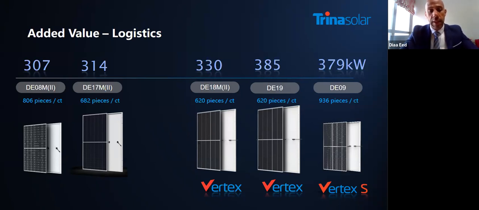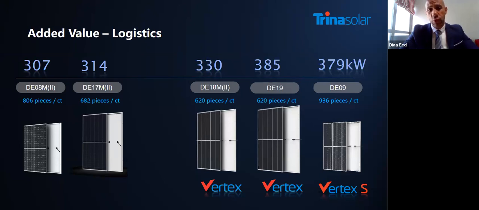On the left side, you can see our legacy module, the DE08M, up to 390 watt per module, and the DE17M, which is up to 460 watt per module. You will find that the first module has 806 pieces per container, 40 feet HQ, which gives 307 kilowatt. On the other side, from the DE17, we have 314 kilowatt.